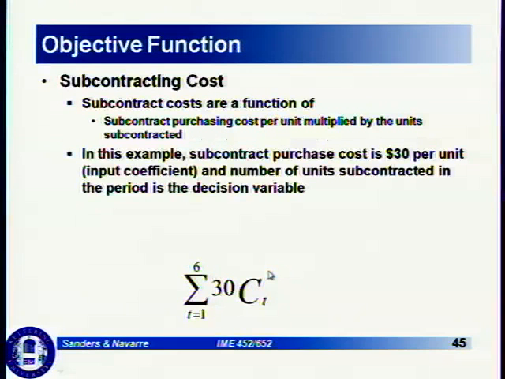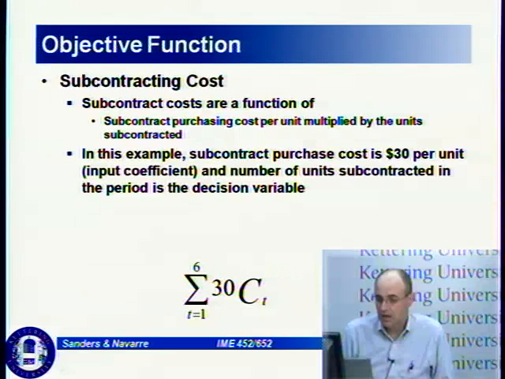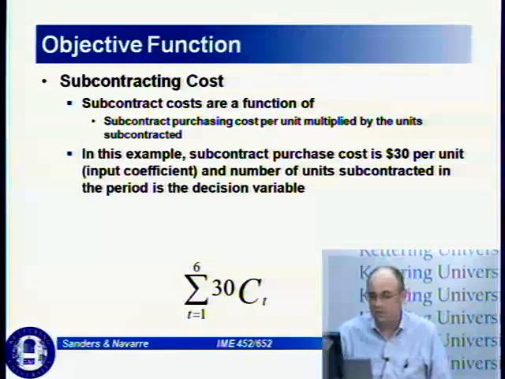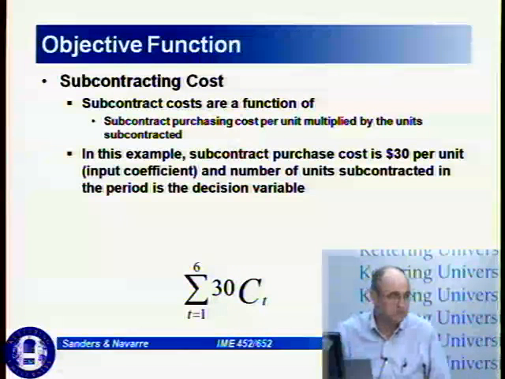Our subcontracting costs are a function of the purchasing cost per unit multiplied by the units subcontracted. So in this example, our subcontract purchase cost is $30 per unit. That's an input coefficient. And the number of units contracted in the period is the decision variable. So C sub t is the number of units contracted out, and the cost per unit is $30 to buy it. So make versus buy decision, we determined that the buy cost is $30.